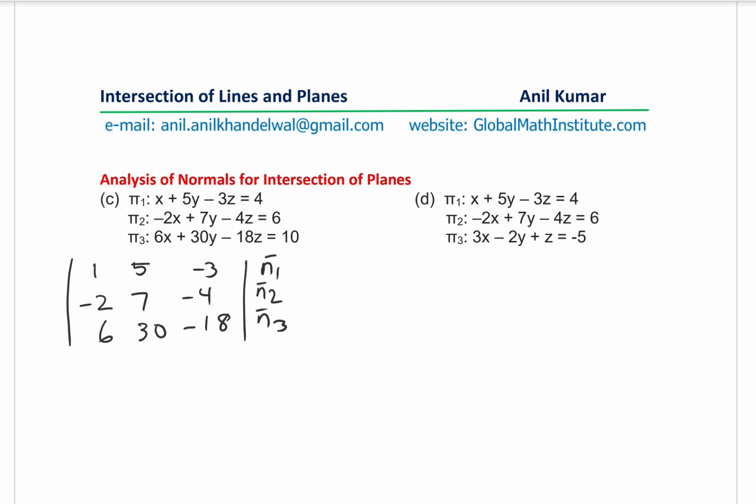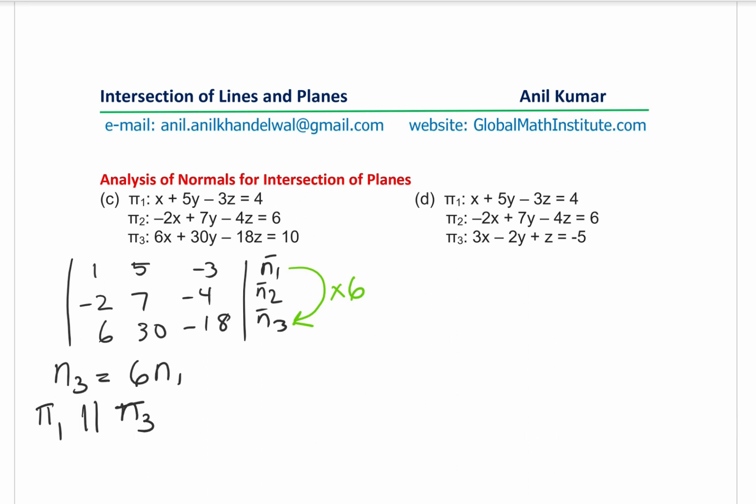Well, we do have a scalar multiple here. If you see this particular normal n1 to n3, it is times 6. So you could write down that the normal n3 is a scalar multiple, 6 times n1. That means the plane pi 1 is parallel to the plane pi 3. So we have two parallel planes. Is that clear to you?